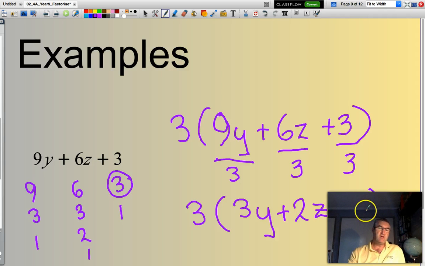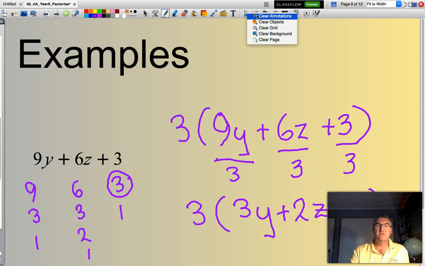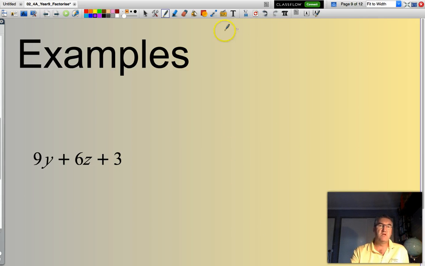I can check this. 3 times 3y is 9y. 3 times 2z, well, 3 times 2 is 6, so that becomes 6z. And 3 times 1 is 3. Okay, and we're going to clear that annotation, and I'm going to do the very last one.